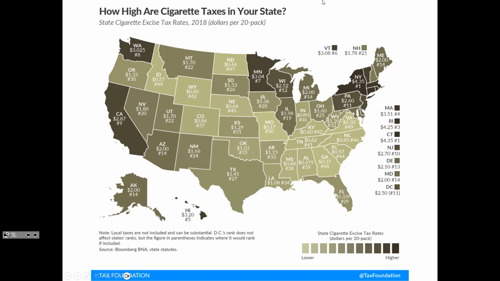Cigarette taxes vary a lot from state to state, and the southern states that have a history of tobacco production are the ones that typically are less likely to have steep cigarette taxes. So if you'll notice that in Georgia it's 37 cents, Kentucky 60 cents, Tennessee 62. So that's relatively low compared to like New York State, which charged $4.35 for every pack of cigarettes.